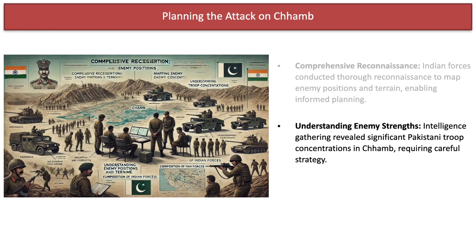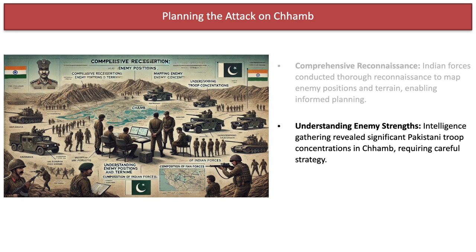Imagine the situation on the ground, friends. Pakistani forces had heavily fortified their defensive positions in Chum, creating a stronghold that was well defended and strategically significant. The Indian forces had to be smart about their approach. They couldn't afford to underestimate the enemy's strength or the complexity of the terrain, so they turned to intelligence gathering to get a clear picture of what lay ahead.